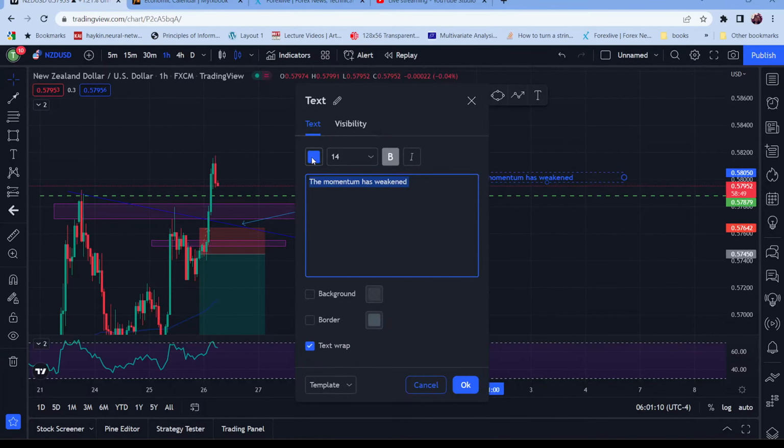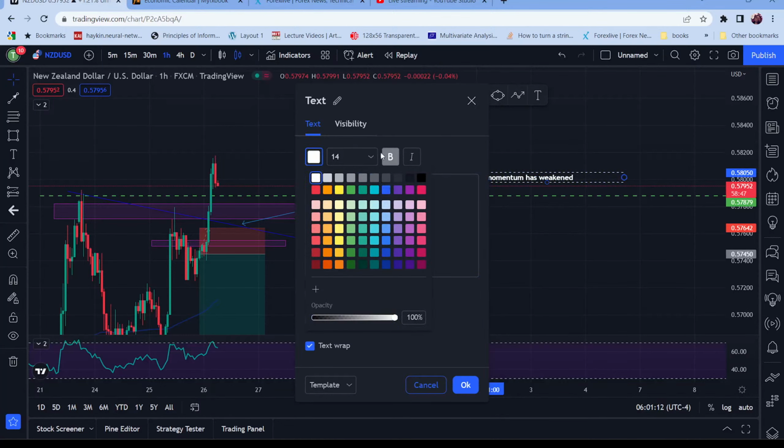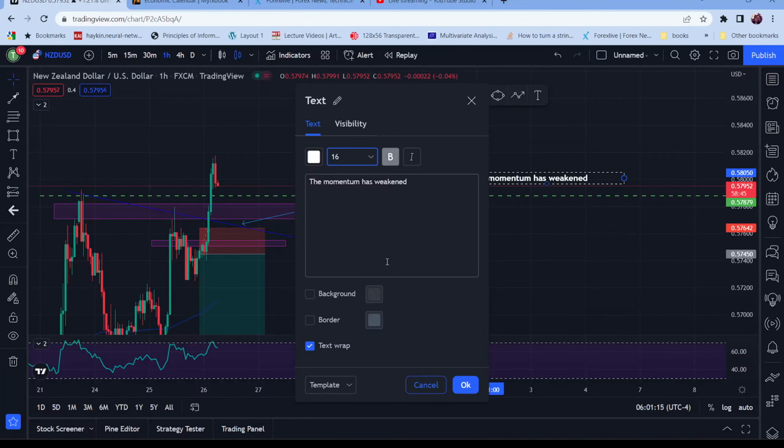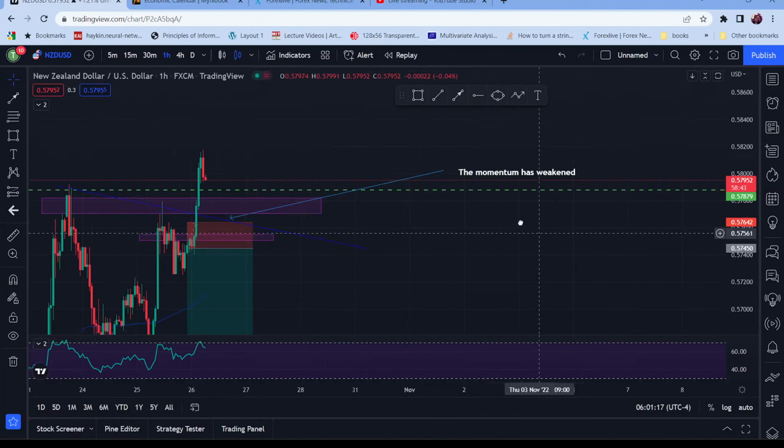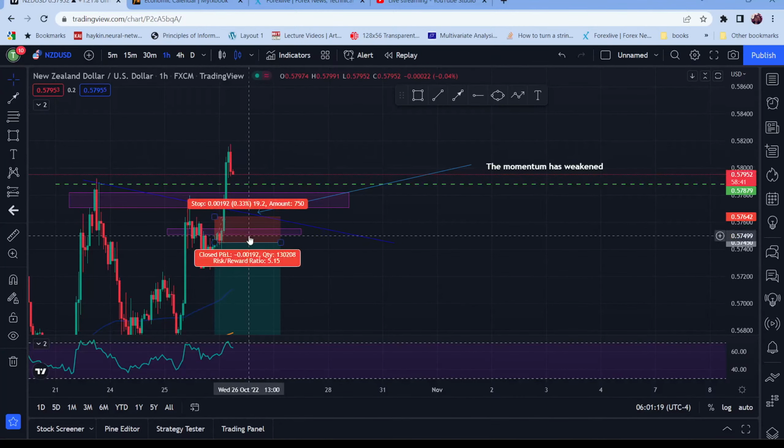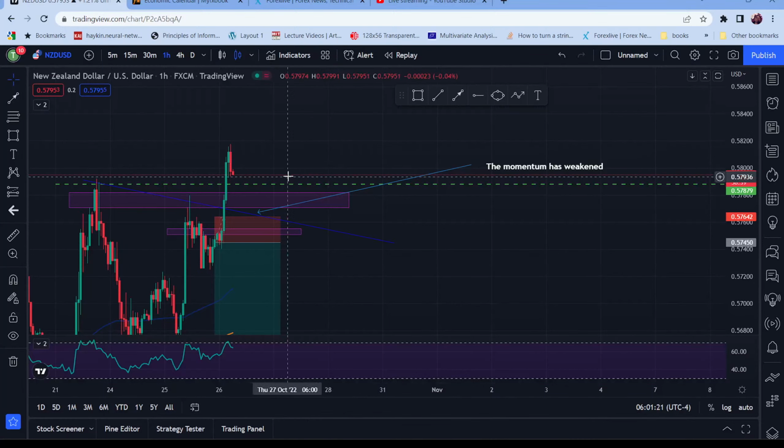Let me just change the color of this to make it more visible. So if price does pull back down into this level, it shows us that the previous momentum that we had, when those bond yields sell-off happened, is now dying down, right? That means the US dollar is recovering at that point.